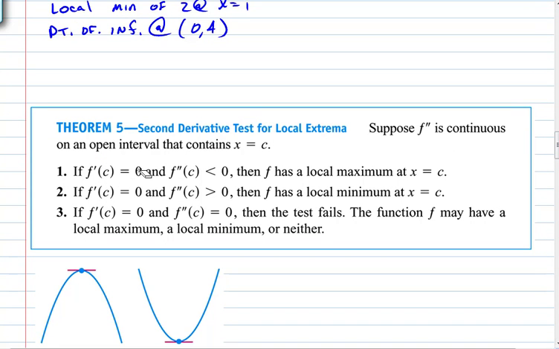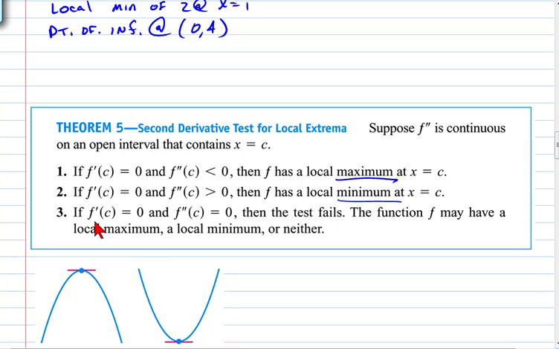Second derivative test for local extrema. If the derivative is 0 and the second derivative is negative, less than 0 means negative, that means that our function is concave down. It's going to have a local maximum. If the derivative is 0 and the second derivative is positive, that means we're looking at this shape right here and we have a local minimum.